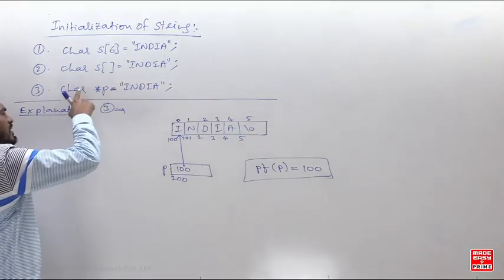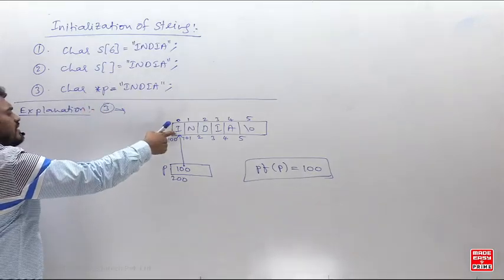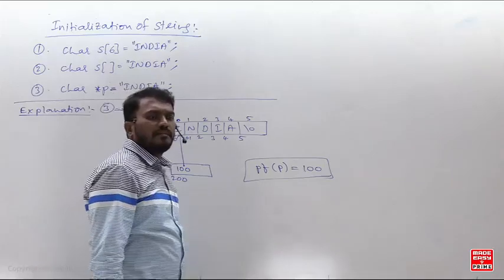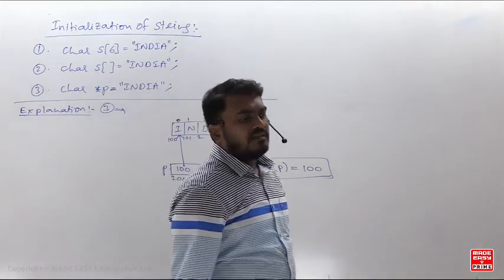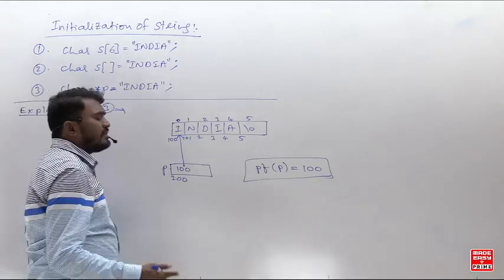See the declaration: it is a pointer variable. P is a pointer variable of type character, where we can store the address of any character. So we are storing the address of a character I here. So printf P means what will print? 100 only. Yes or no? Right.